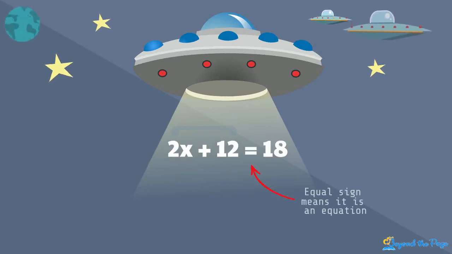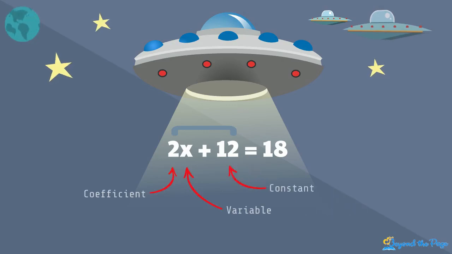The first expression has two terms. The first term is a variable multiplied by a coefficient, 2, and the second term is a constant, 12. The expression on the other side of the equal sign is just a constant, 18.